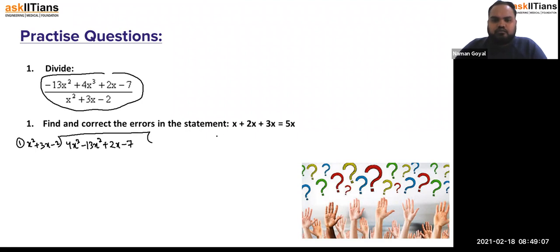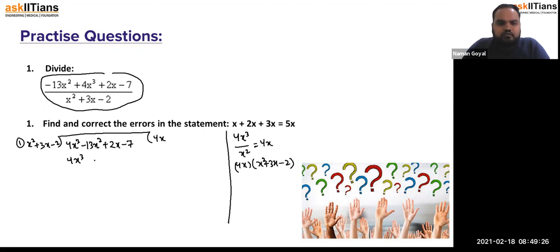Now what we have to do, we have to divide 4x cube upon x square. How much we got? 4x. 4x comes here. Now 4x is going to be multiplied with x square plus 3x minus 2. So how much we got? 4x cube, 4x into 3x plus 12x square, 4x into minus 2 is minus 8x. Minus minus plus, cancel out, minus 25x square and plus 10x minus 7.